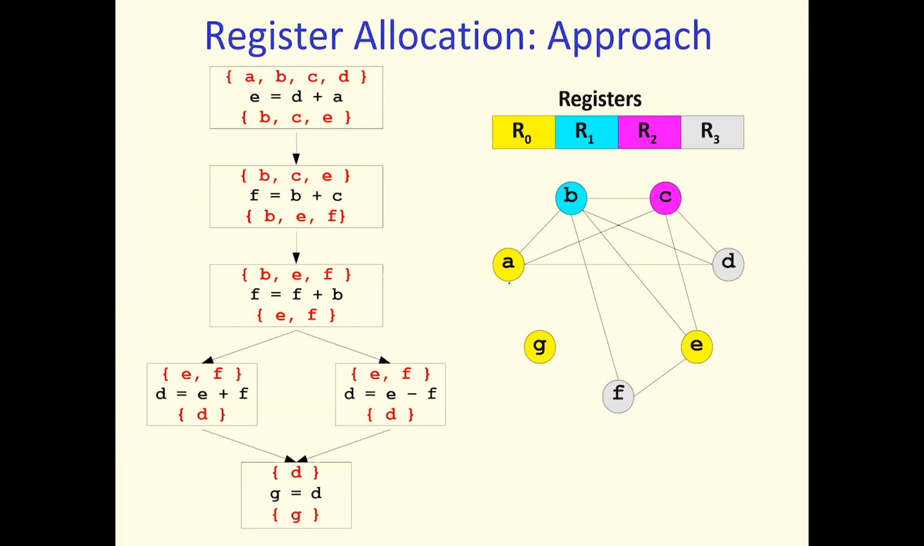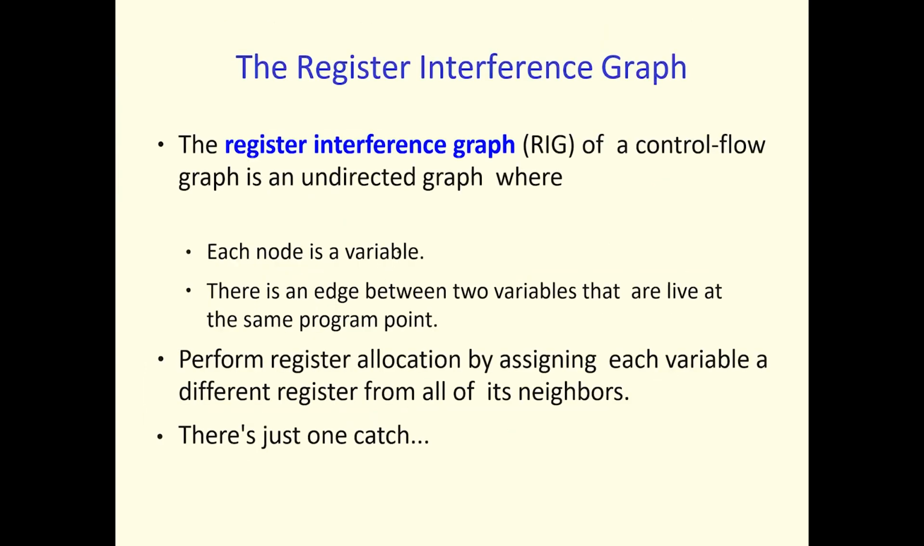Okay. I cannot give the same color to A or B, or B or C, or A or D, because then it will be saying use yellow for both A as well as D, which is kind of conflicting. So I have to give them different registers or different colors. So this graph is called a register interference graph, and it is an undirected graph because it does not matter whether I conflict with you or you conflict with me.